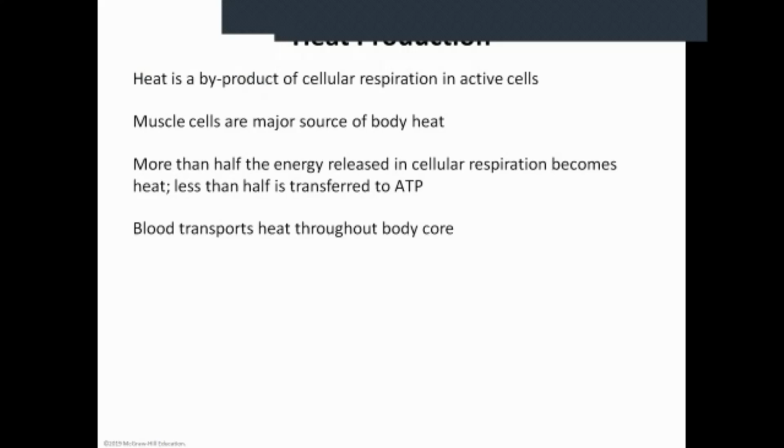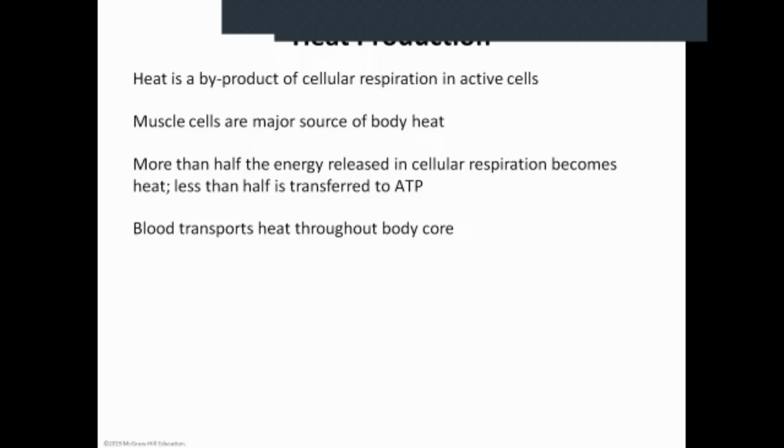And more than half of the energy that you actually release from cellular respiration becomes heat. That's a big thing to keep in mind. Less than half is actually transferred to ATP. Most of it is going to go to maintaining that heat and having that release of heat.